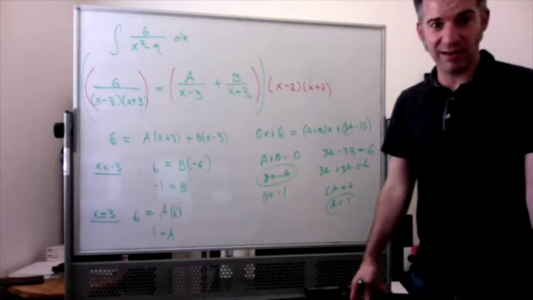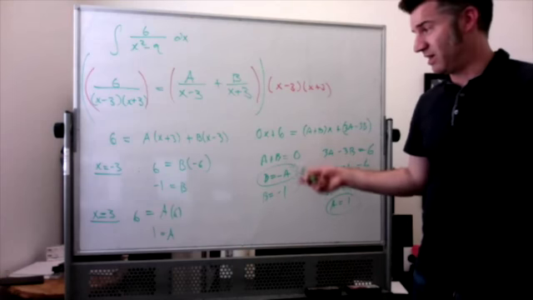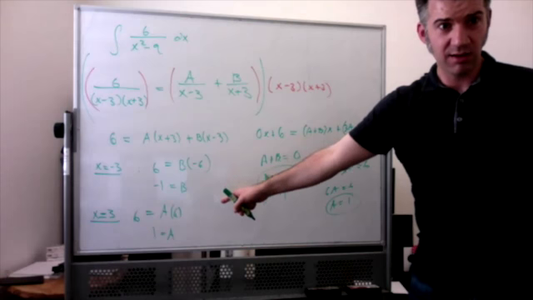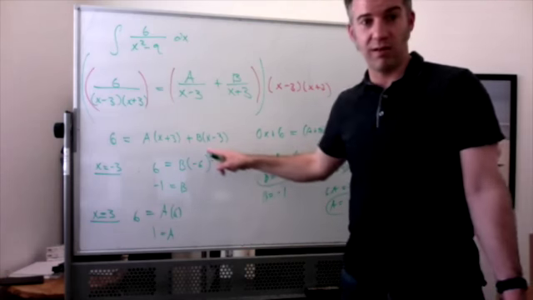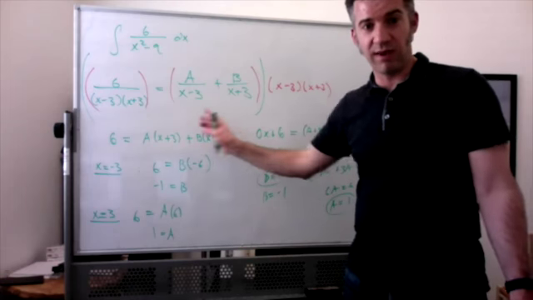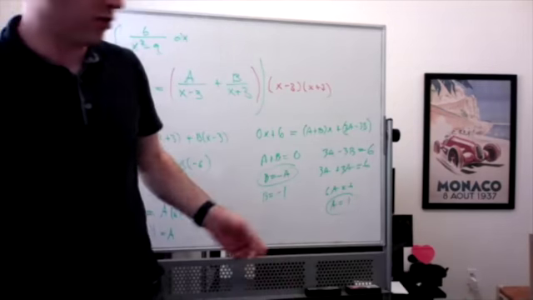Either way is fine, but I think you can all see from just the amount of work I did here, it's easier to do it that way. So always, if you can, pick the values of x that make lots of things 0 so you can find the other things. Finally, we have to actually do the integral.